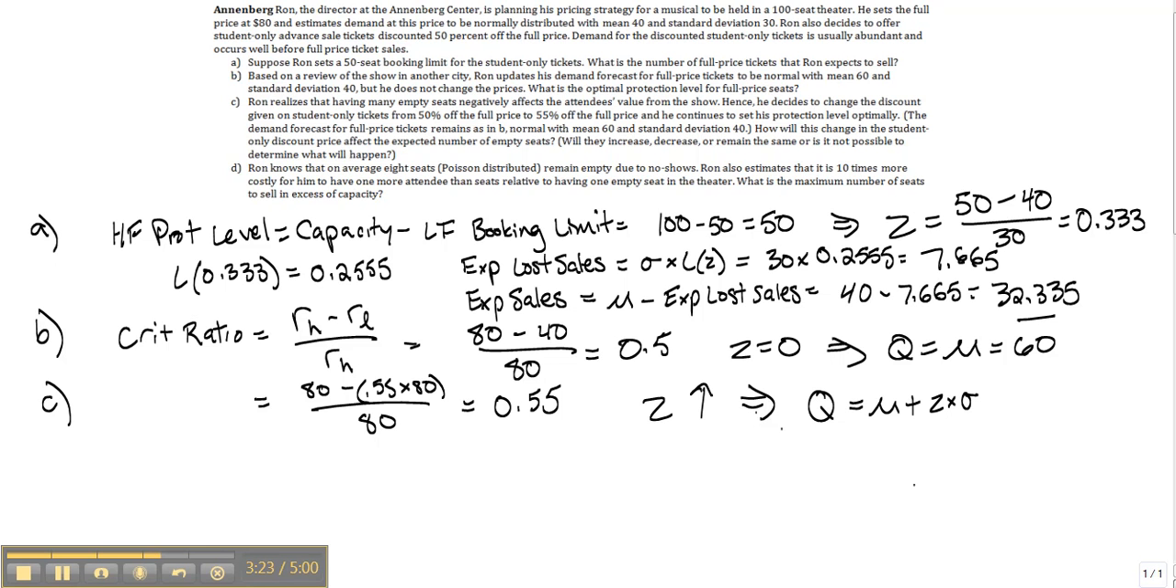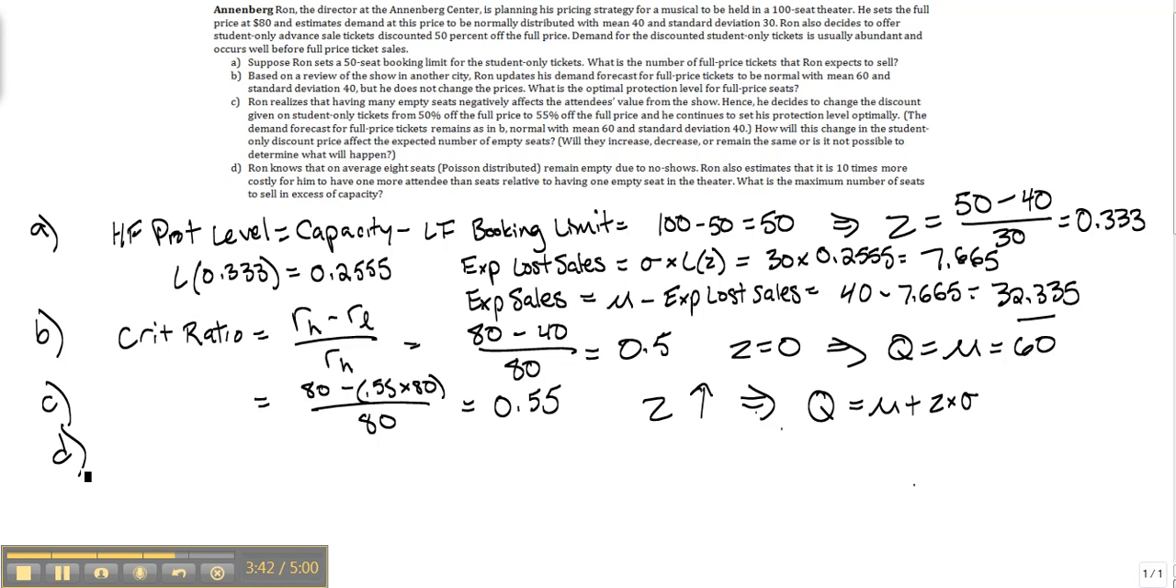When the protection level increases, this means that fewer seats are going to be available for students, demand from whom is abundant. Plus, more seats could potentially go empty if not enough full-price demand materializes. Thus, the expected number of empty seats will increase.